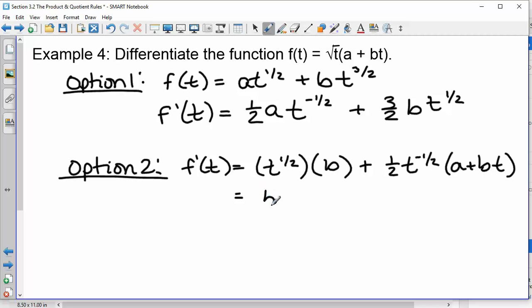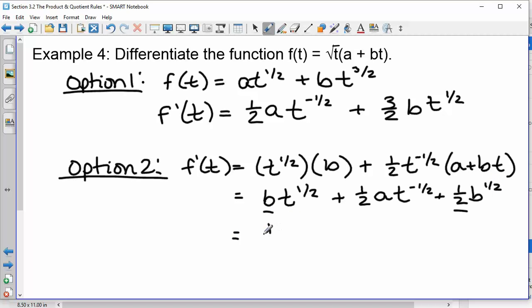So then you can simplify. When you multiply these, you add your exponents. Negative 1/2 plus 1 is positive 1/2. So then those are like terms, you can add them together. And we get the same answer.